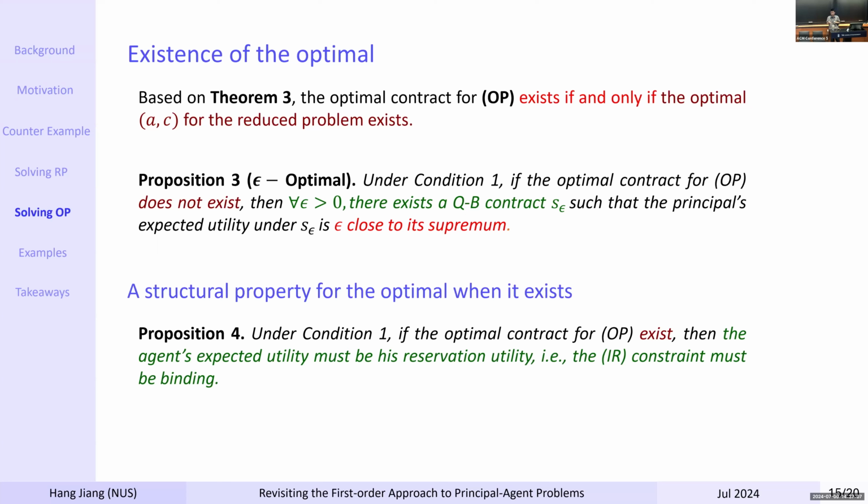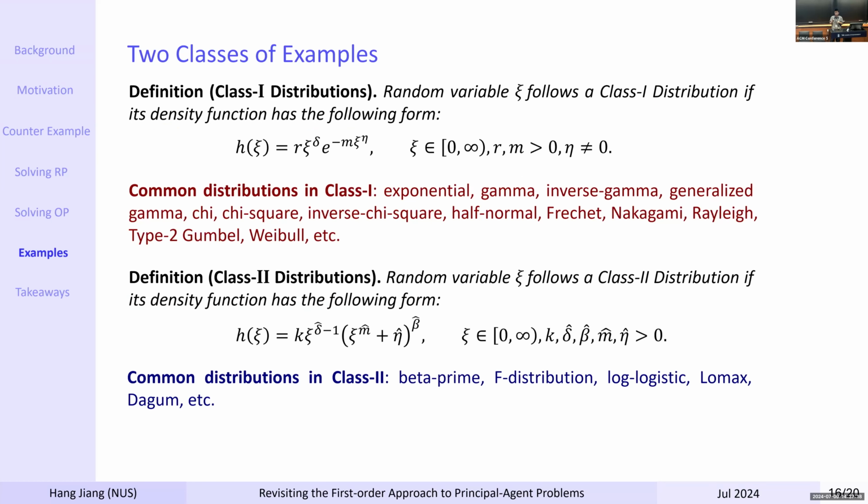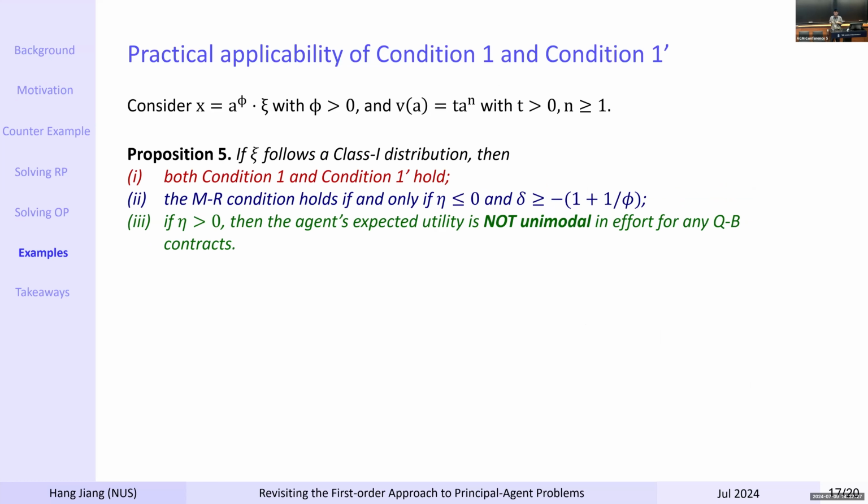So now we show some examples to show that our conditions are actually very general. We define class 1 distributions; for example, the exponential and gamma distributions are in class 1. Class 2 distributions, such as the beta prime and F distributions, are in this format. For these two classes, we show that if the signal follows class 1 distributions, both our conditions hold, and the Mirrlees-Rogerson condition holds with the following constraints. And in most cases, the agent expected utility is not unimodal, because most class 1 distributions have positive eta.